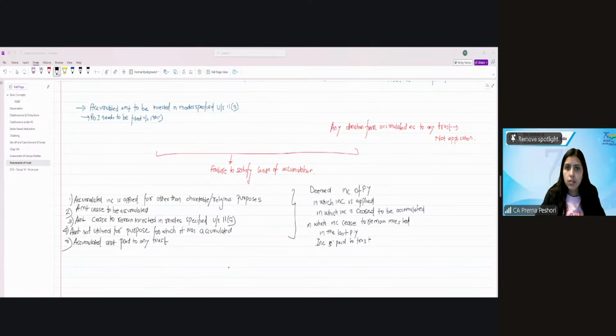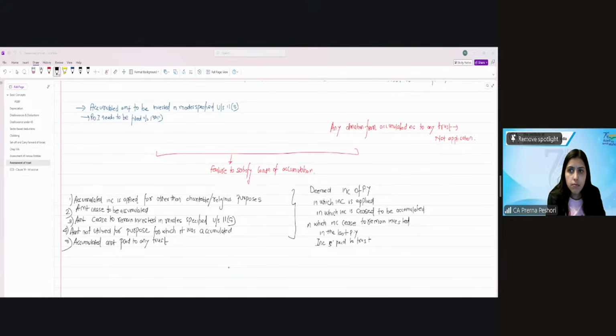Yes or no? Yes, any questions, any doubt? No, ma'am. Ma'am, if after 3 years, they will give the form and increase the date for 5 years? No, they can't do that. They have to do it in the year in which they want to accumulate it, not after 3 years.